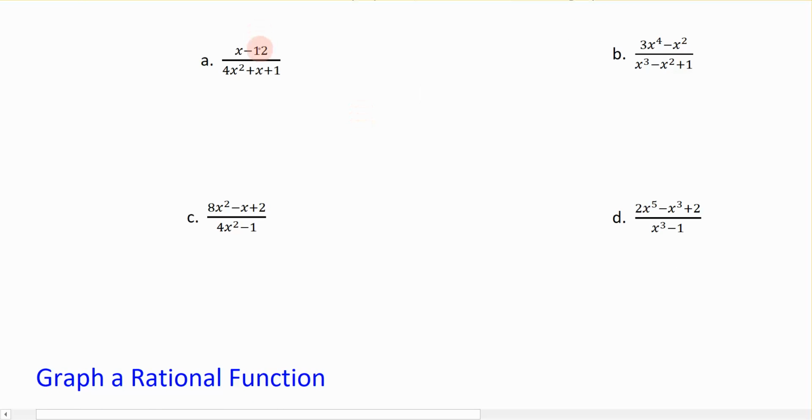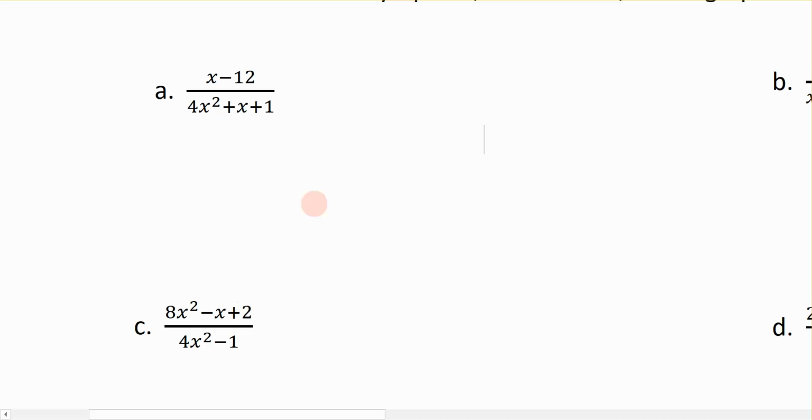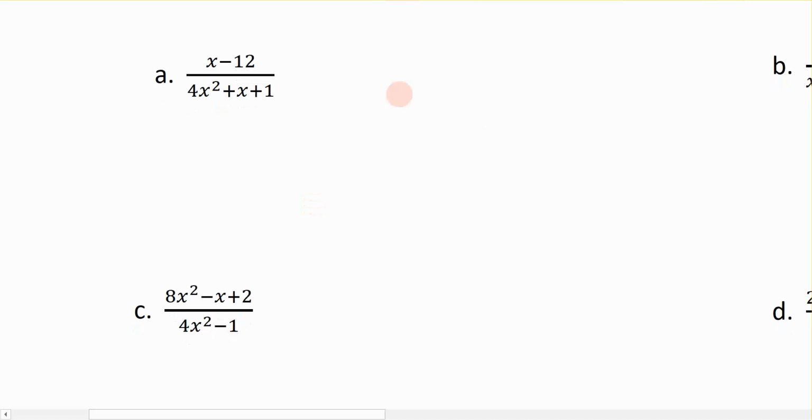So if this is my first rational function, x minus 12 divided by 4x squared plus x plus 1, what we're going to do is evaluate the degree of the numerator and the degree of the denominator. Remember, we do that by looking at the highest power of my polynomial function, and we want to look at that in its descending order. So this is already written in descending order. This has a degree of 1 for the numerator, and in the denominator I have a degree of 2.